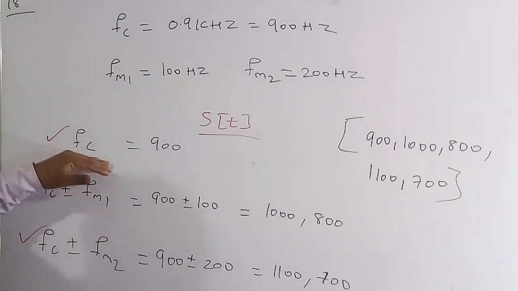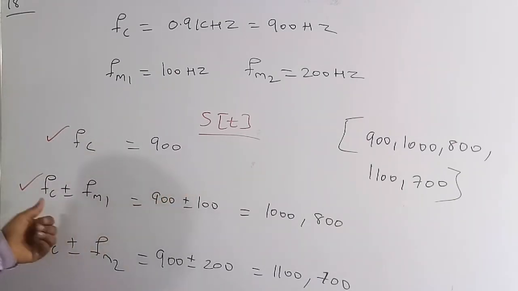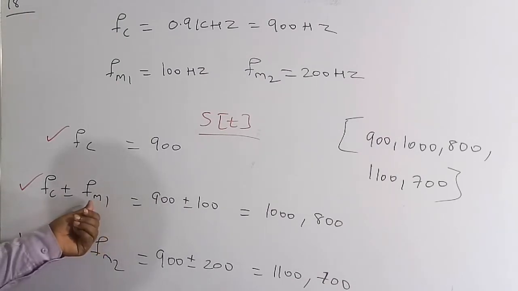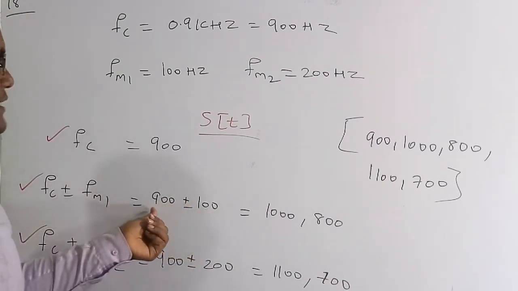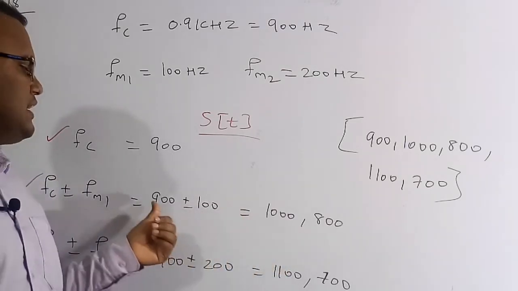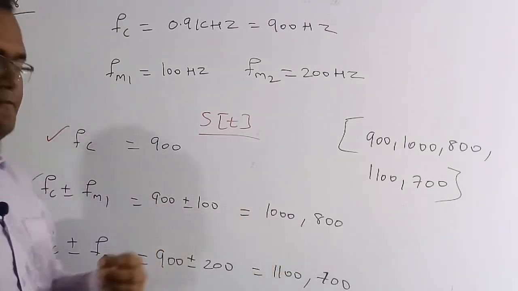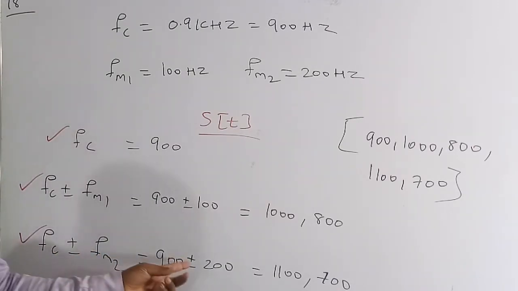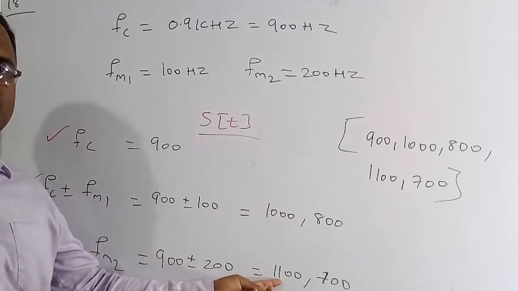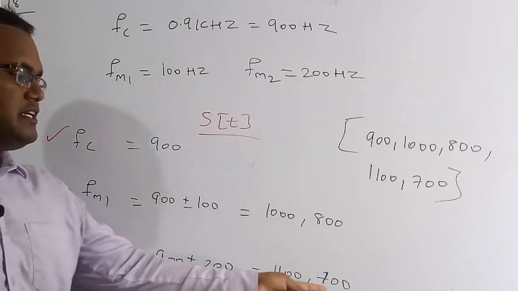Substitute fC equal to 900 Hz, and fm1 is 100. So 900 plus or minus 100: 900 plus 100 is 1000, and 900 minus 100 is 800. Similarly fC plus or minus fm2: fC is 900 and fm2 is 200. The addition gives 1100 and the subtraction gives 700.